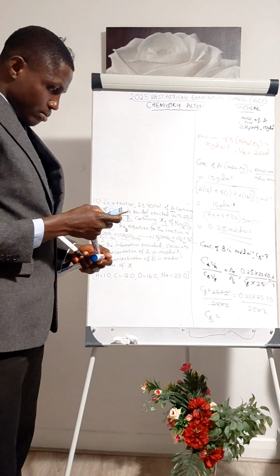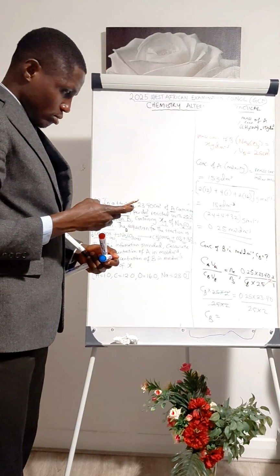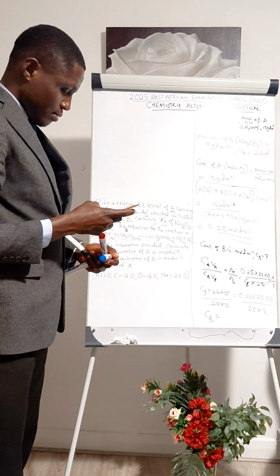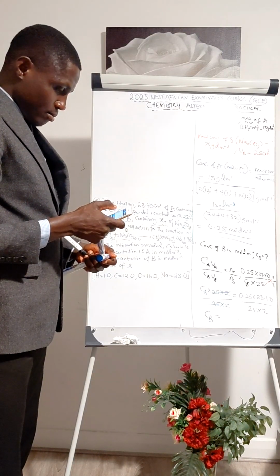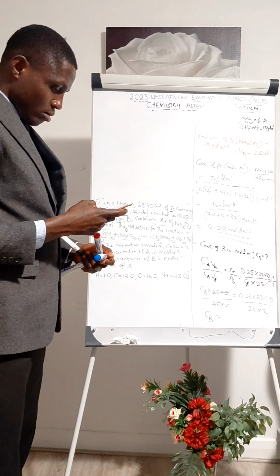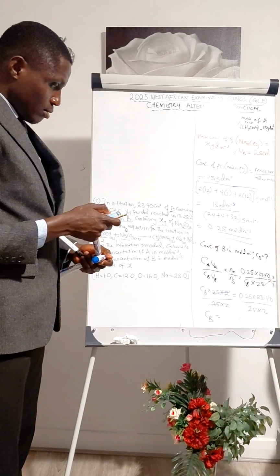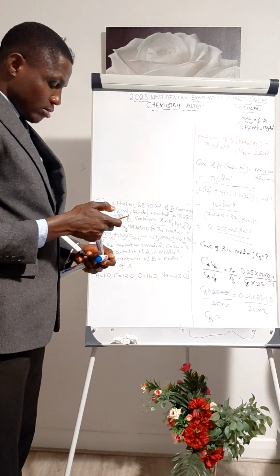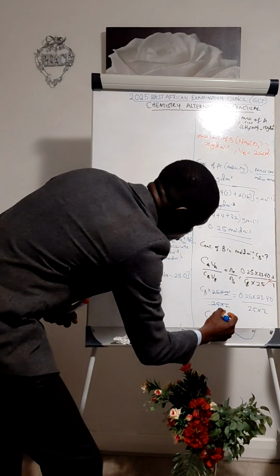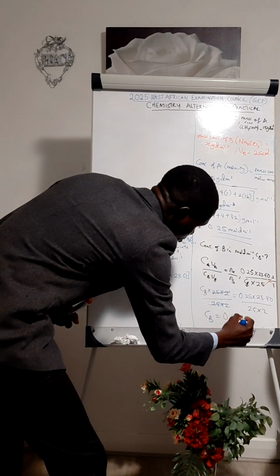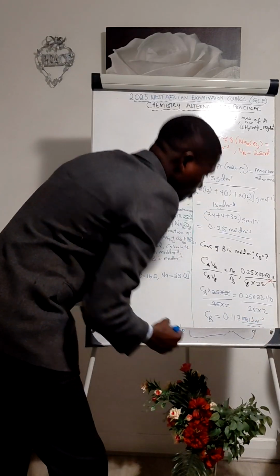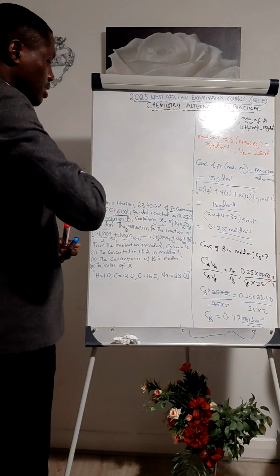So I'm going to be having 0.25 times 23.40 divided by 25 times 2. So 0.25 times 23.40 divided by 25 times 2. So this is going to be 0.117 mole per dm cube. So that's it. So that's that about that.